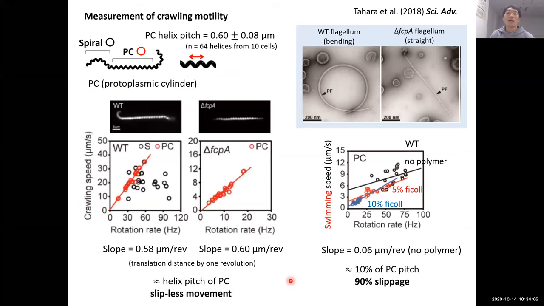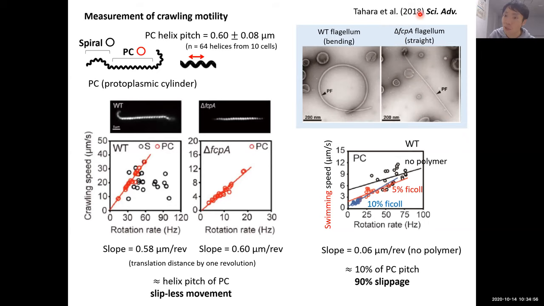First, we tried to measure the crawling motility. This is very tough. In this experiment, we used a mutant, delta FcpA. This is the difference between the wild type and the delta FcpA flagellum. These two strains have different flagellar shapes. In the wild type, as I mentioned in the previous slide, the flagellar filament showed a coiled shape. However, delta FcpA flagella showed a straight shape. FcpA is a part of the flagellar filament of Leptospira, a Leptospira-specific flagellar protein.